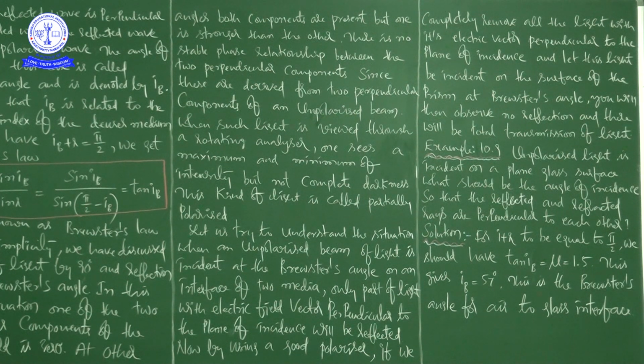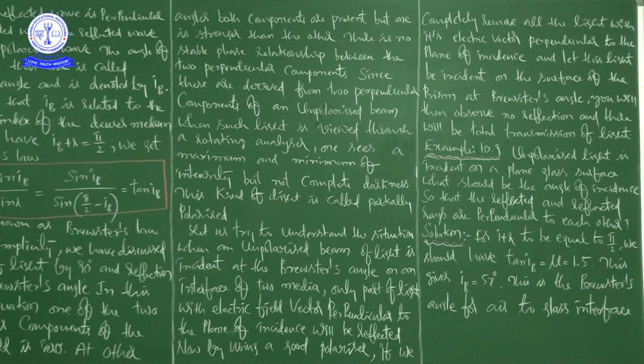Next, after completion of that, he is repeating what the situation is here. See this, for simplicity we have discussed scattering of light by 90 degrees, which we discussed in our previous class. Now in this case, reflection at Brewster's angle is a special situation in which one of the two perpendicular components of the electric field is 0. At other angles it will not be 0, but one of the components will be stronger than the other.